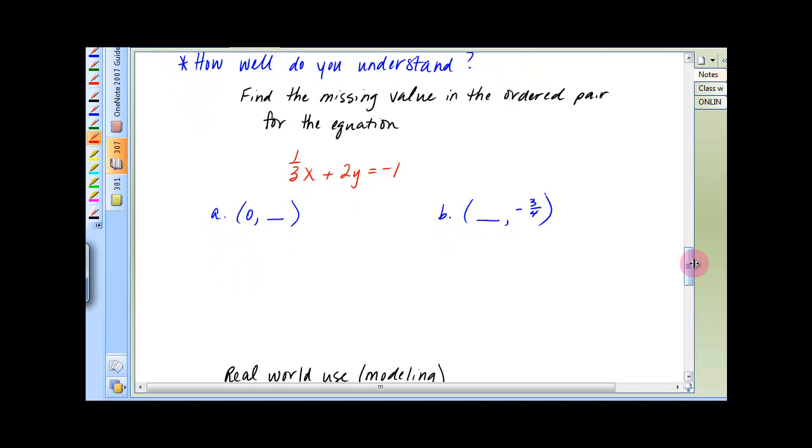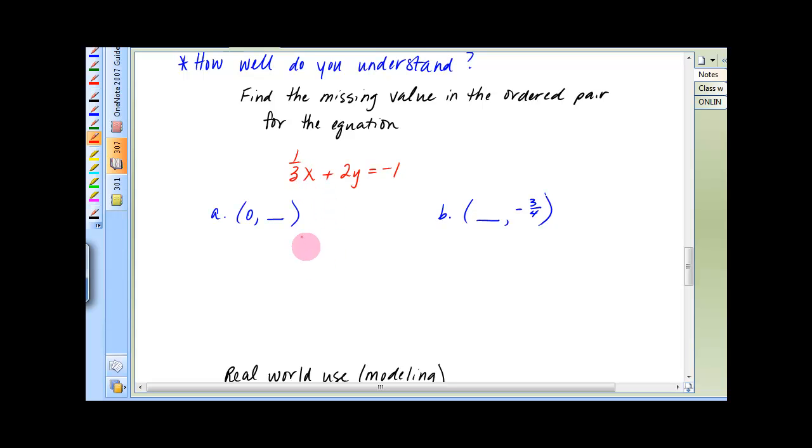So let's look at this another way. We are given the equation 1/3 x + 2y = -1. And I'm told that one of the numbers in this equation is 0. If I plug a 0 in for that number, what is my next number? In this case I'm given 0 for x, so I need to ask myself, how do I find y?